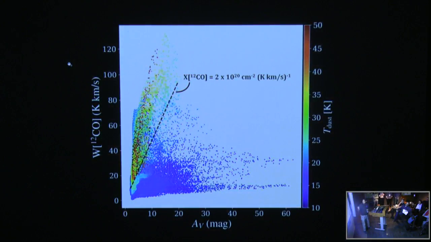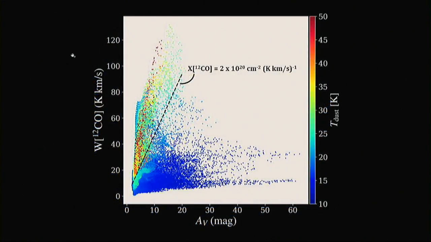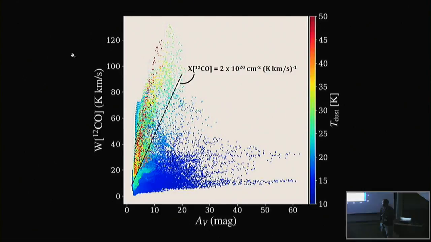For the X factor, you can just plot WCO, the integrated intensity of the 12CO, versus the V-band magnitude, plot those versus each other, and then I can color code the data points by the Herschel dust temperature. This is derived from the Herschel extinction, the Herschel band passes. I plot the canonical XCO in black, and you can see that there is no unique X factor in this cloud, and it's a mess.